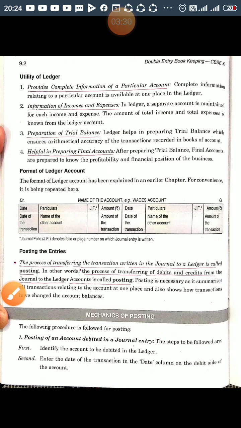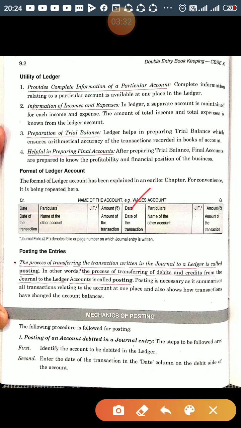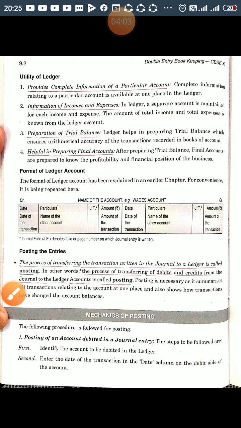The same process we will follow on the credit side. If the wages account is credited, then we will enter on the credit side the date in the date column, then in the particular column, the account which is debited against the wages account, we will write the name of that account with the prefix 'By'. Journal folio, the same, the page number of the journal from where you are making the posting, and at the same time the amount which is credited you will enter here. So this is the format.